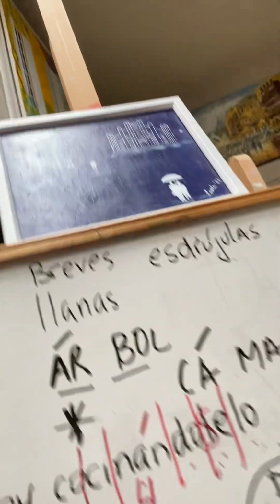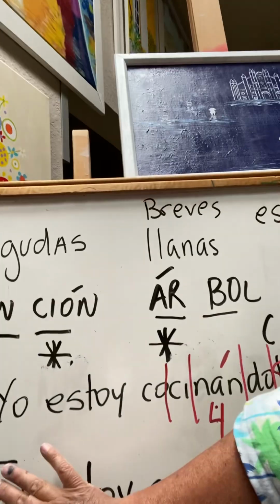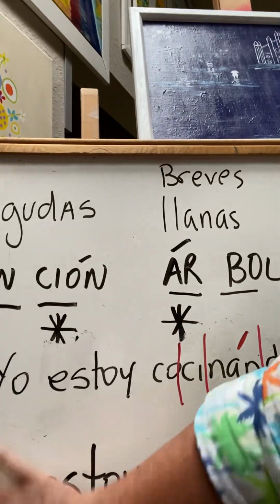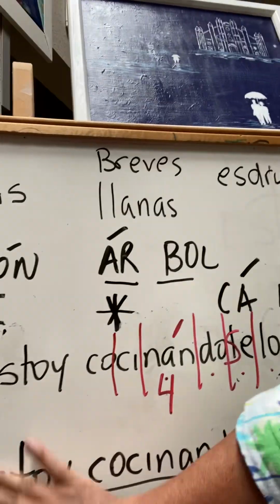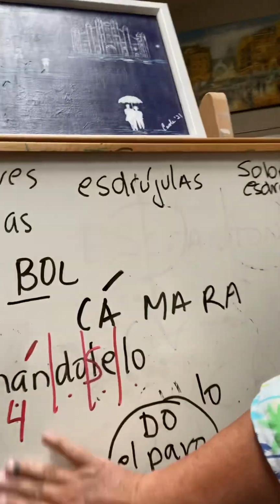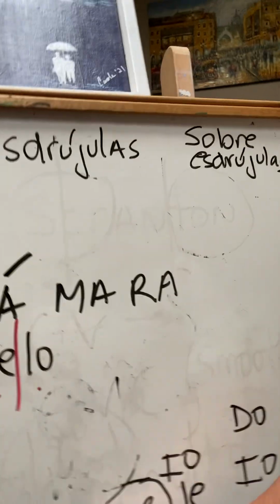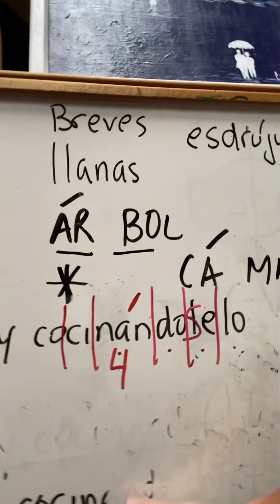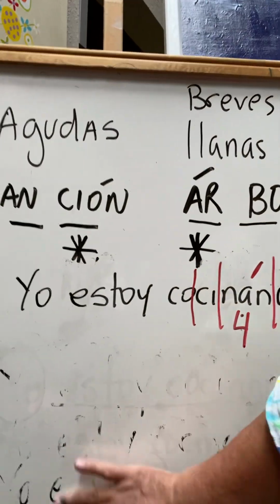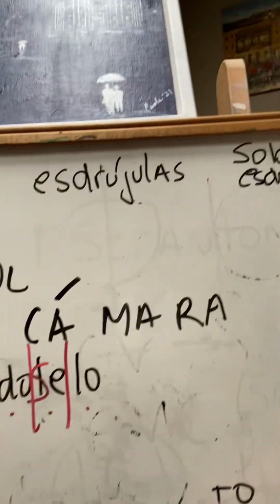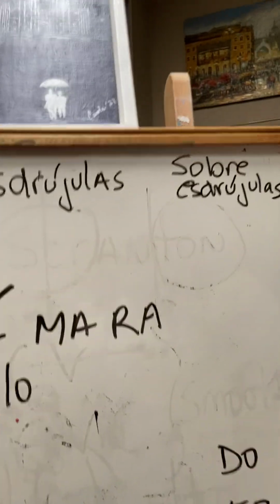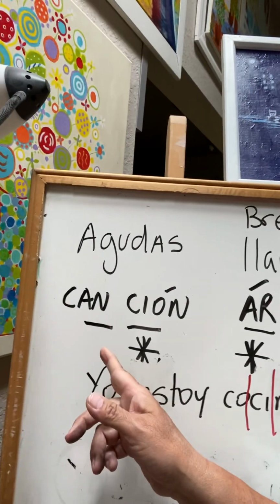All right. So now that I have shown you that, I'm going to erase this. And now I'm going to show you what happens with the words that we did above. It only happens mostly with the agudas, breves, or llanas, more than the esdrújulas and sobresdrújulas. Okay, so now let's look at the word canción again, guys, okay? But we're gonna make it plural.